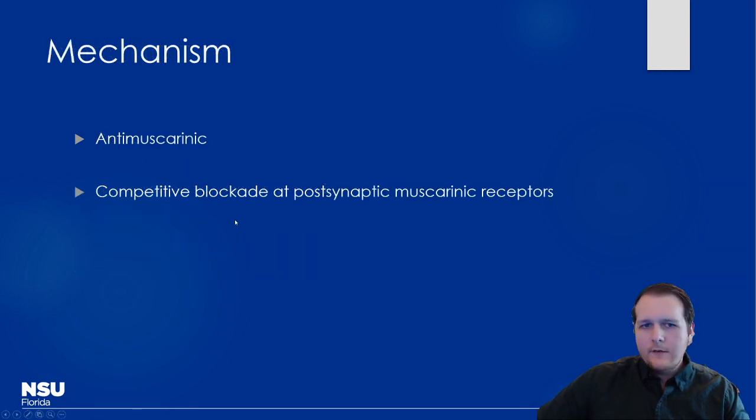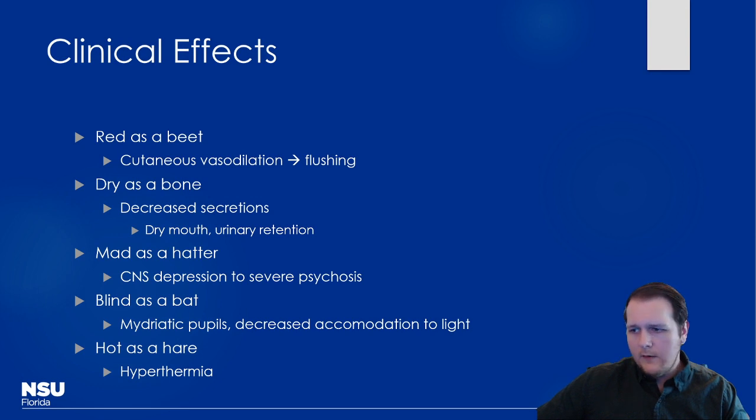So getting into the effects here, we're going to expect to see anti-muscarinic effects. You really don't get anti-nicotinic effects from this, but certainly if we did have anti-nicotinic effects, that would be like the paralytics we've looked at before. Basically these agents work as competitive antagonists at the muscarinic receptors. And of course, we know the mnemonic. We've probably drilled it into you over the past year or so, but just to reiterate: red as a beet, dry as a bone, mad as a hatter.